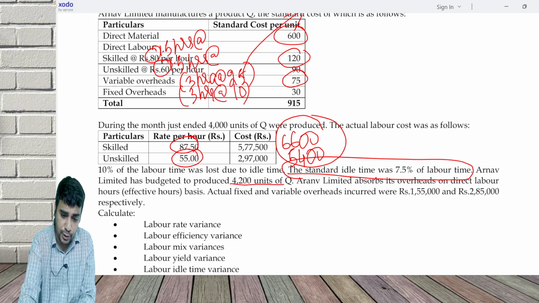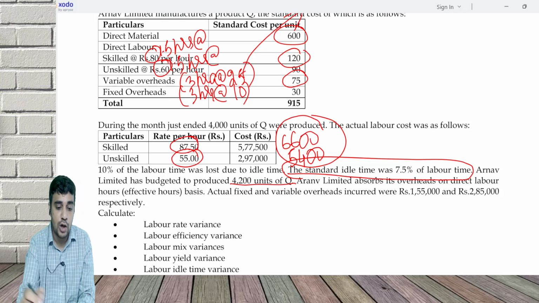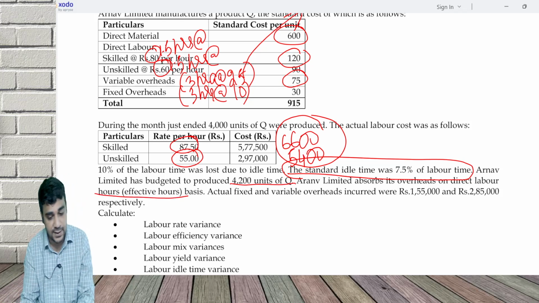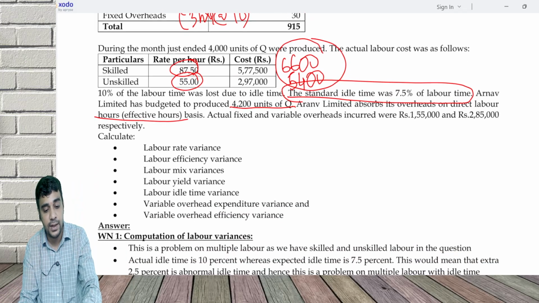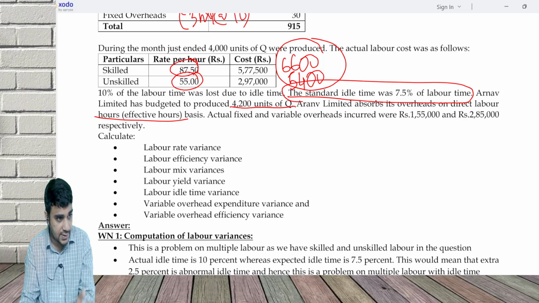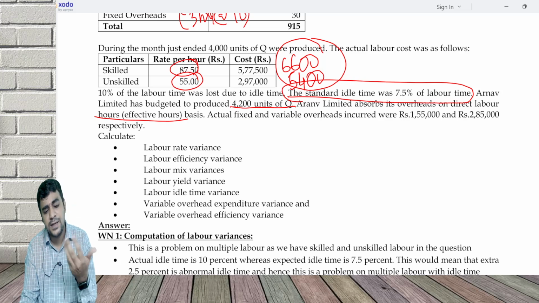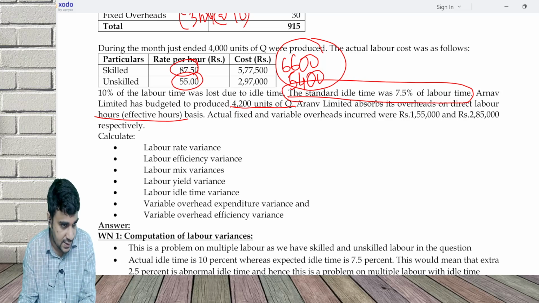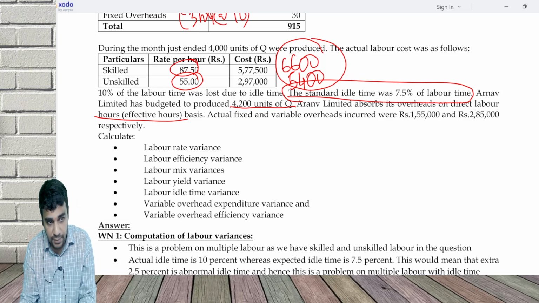The company has budgeted to produce 4,200 units, absorbs overhead on direct labor on an effective hours basis, with actual fixed overhead. They have not asked anything related to material variances or fixed overhead variances. Material they have not asked because I don't know the breakup; that 600 breakup was not possible. Fixed maybe to save time they have not asked, but fixed you can calculate. Material you cannot calculate because they have not given the information.